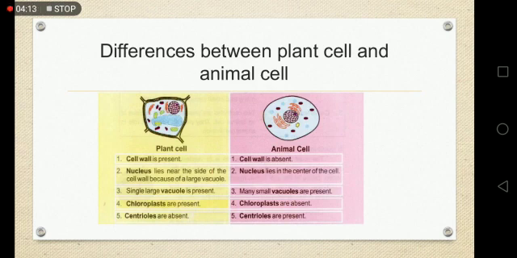The third difference is that a single large vacuole is present in the plant cell, while many small vacuoles are present in the animal cell. The fourth difference is that chloroplasts are present in the plant cell while they are absent in the animal cell. The fifth difference is that centrioles are absent in the plant cell while they are present in the animal cell.